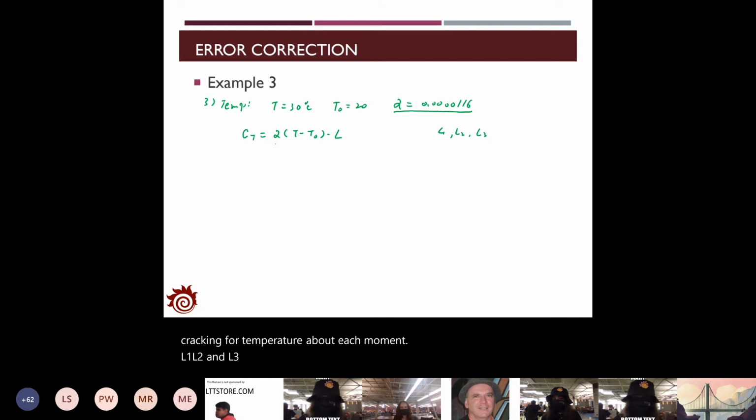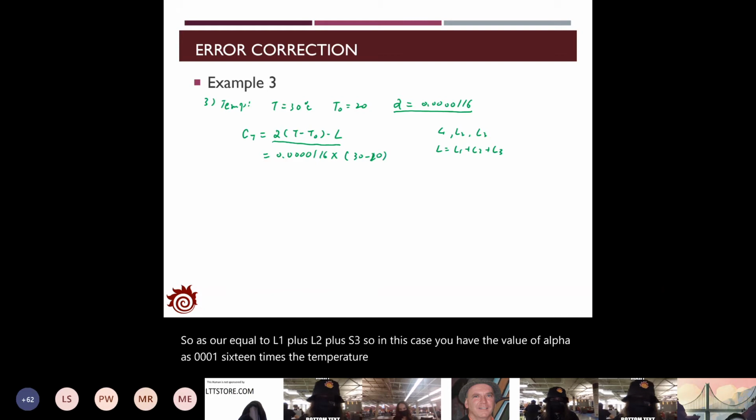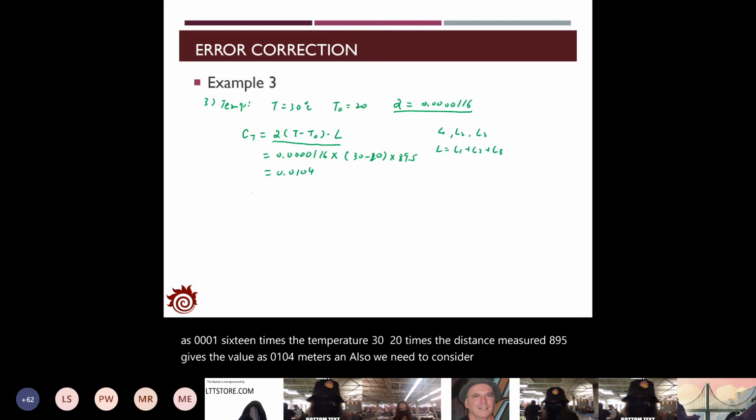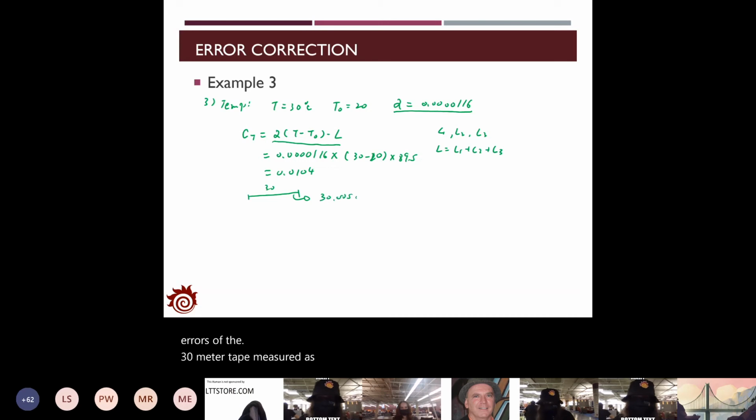But if we add them together, it will still be this equation: L equals L1 plus L2 plus L3. In this case, you have the value of alpha as 0.000116 times the temperature, 30 minus 20, times the distance measured, 89.5. It gives you the value as 0.0104 meters. And also we need to consider the potential errors of the 30-meter tape, measured as 30.005 meters.